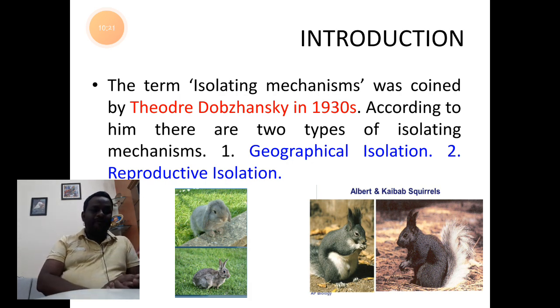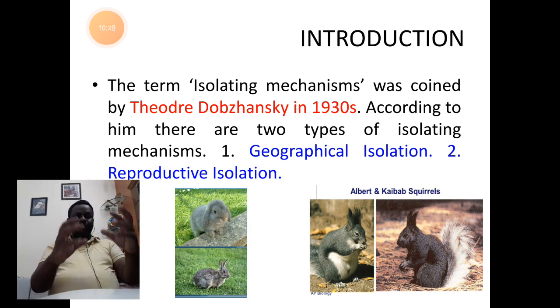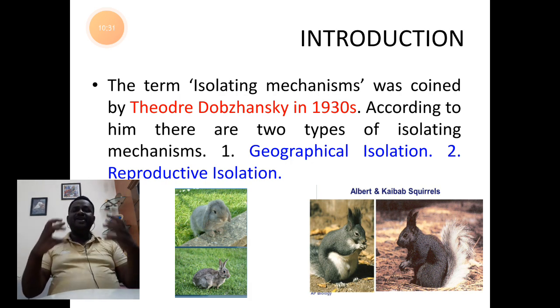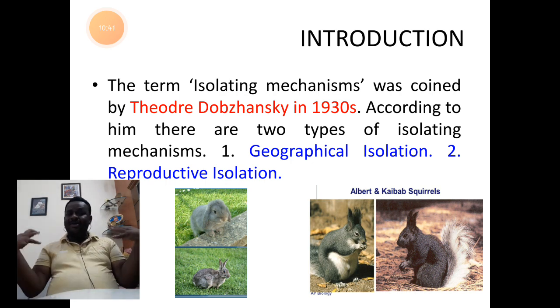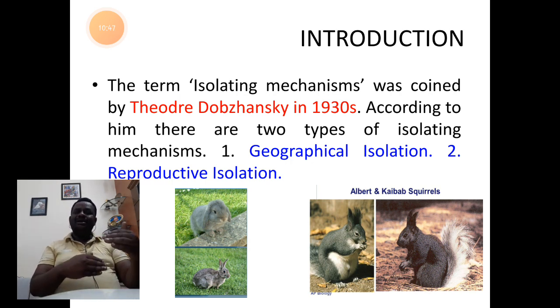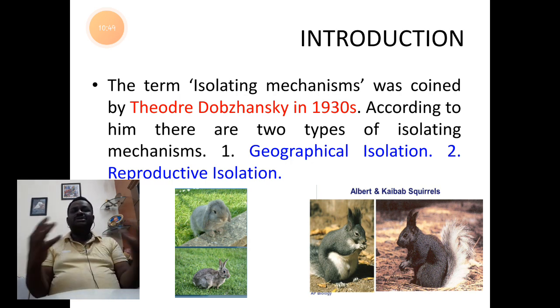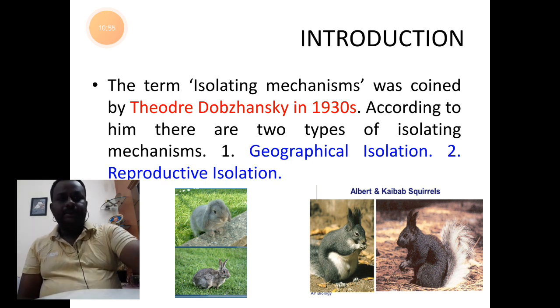Here is an example of Abert and Kaibab squirrels, which are seen towards the right side. You can see there are certain changes in the features of the organisms itself. You can see the kind of ears that they have, the tail that they have, the color of the body that they have, all vary. The fur type that they have also varies. All this brings in totally a new type of species within the genus. So this we call reproductive isolation.